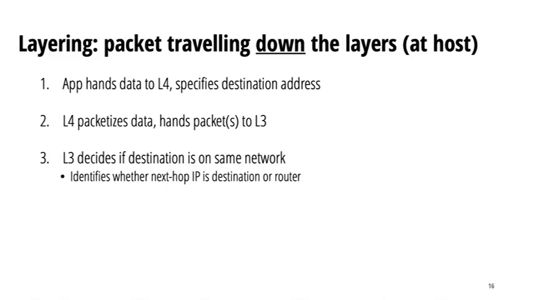Okay? What is L3 going to do? It's going to look at that destination IP address and it's going to decide if that destination is on the same network as itself. Are people getting it? So this host is on some local L2 network. So it's going to look at that destination and say, is this on my network? How is it going to do that? By looking at the subnet mask. Okay. If it is on the same network, then your next hop is the destination. And at this point, how are you going to reach that destination? Through L2, because it's on your L2 network.